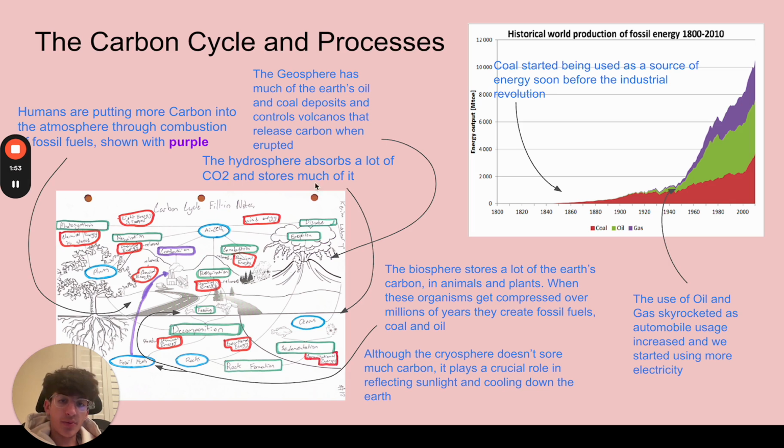The hydrosphere absorbs a lot of CO2 and stores much of it. The biosphere stores a lot of the Earth's carbon in animals and plants. When these organisms get compressed over millions of years, they create fossil fuels, coal and oil. Although the cryosphere doesn't store much carbon, it plays a crucial role in reflecting sunlight and cooling down the Earth. The use of oil and gas skyrocketed as automobile usage increased and we started using more electricity near the end of the Industrial Revolution and after World War II.